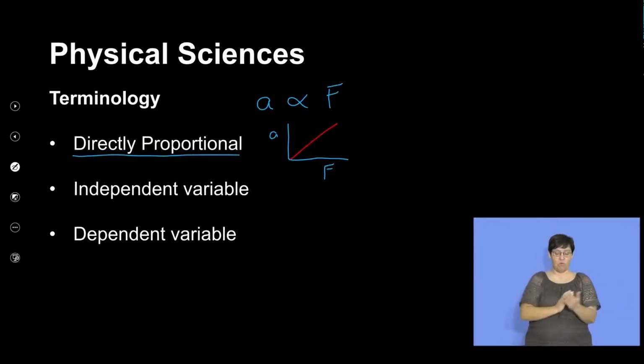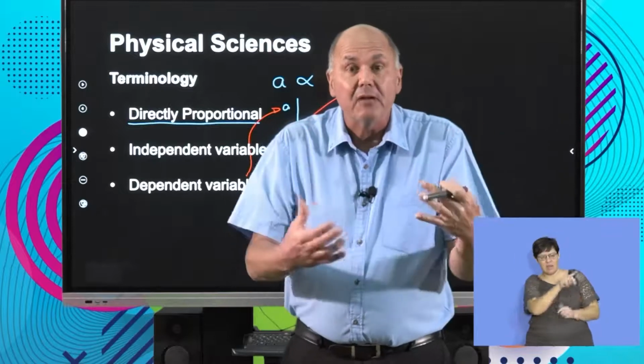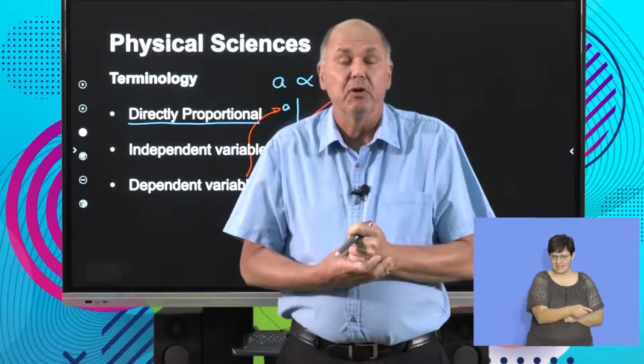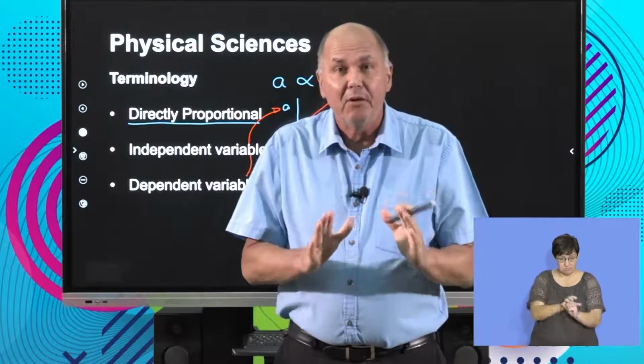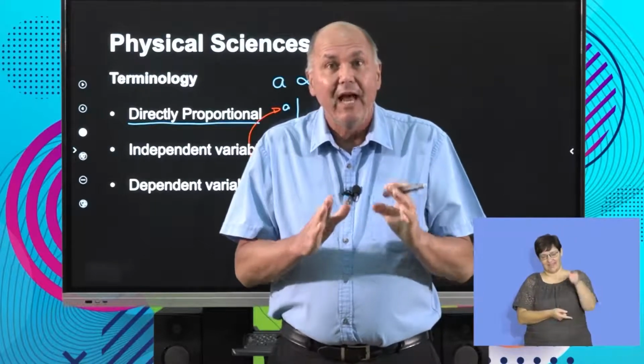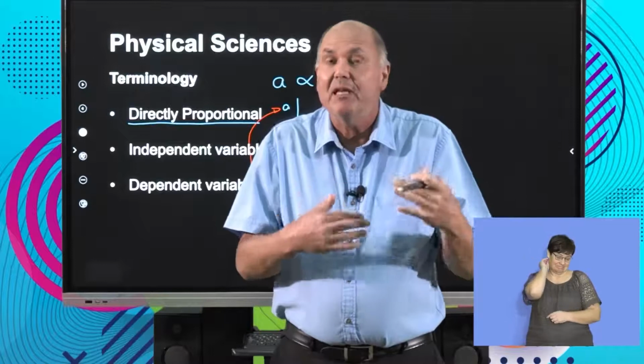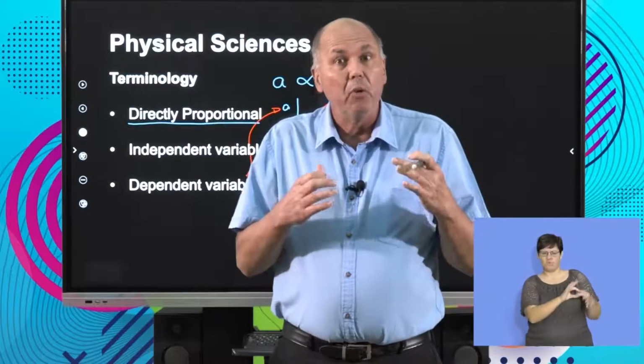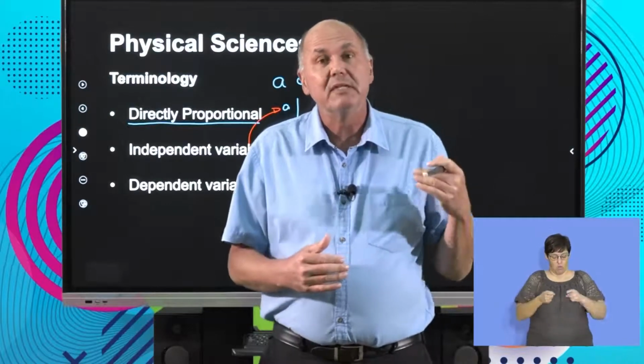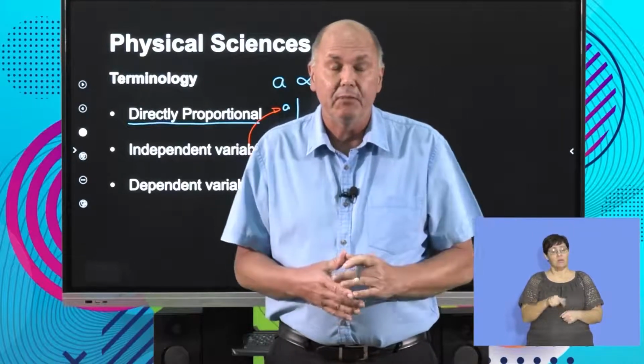The independent variable is the one that you choose to control. It's this force that we're going to be controlling here, and the acceleration, A, is the dependent variable. It's the outcome, the result of you applying a force to an object. So please bear in mind these factors as we're looking at graphs and thinking about relationships. Which one are we controlling? Which one is a result of the experiment that we've set up?